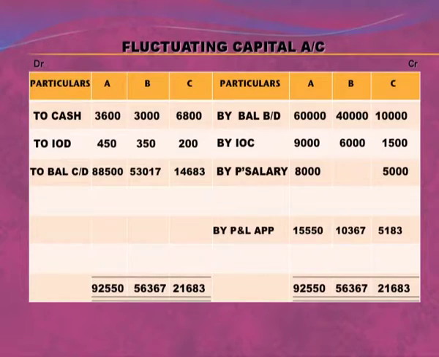From the credit side we will deduct these two points and we will get to balance carried down, that is for A 88,500, for B 53,017 and for C 14,683. Now let us come to the capital account.